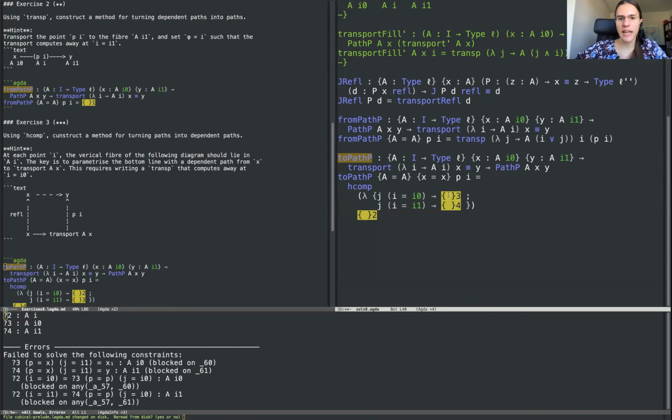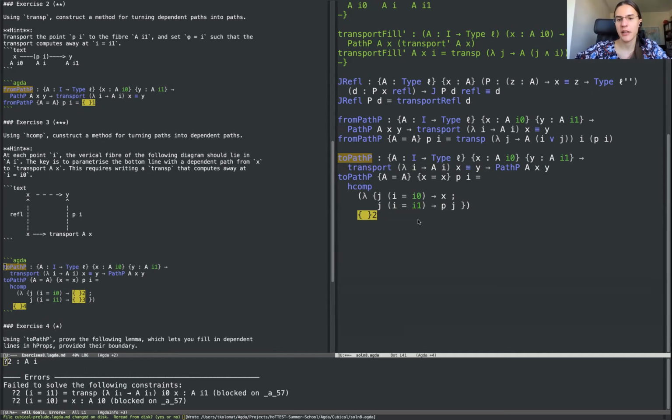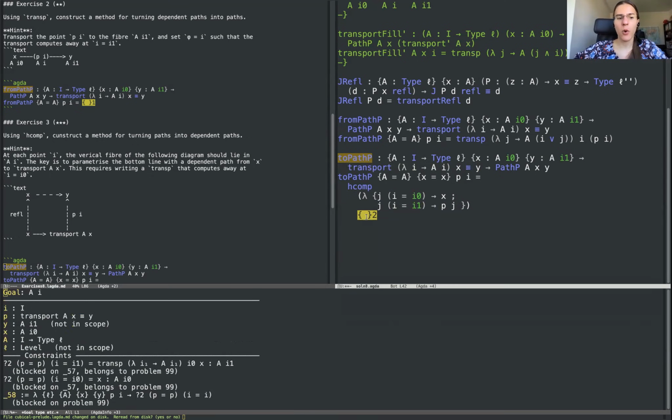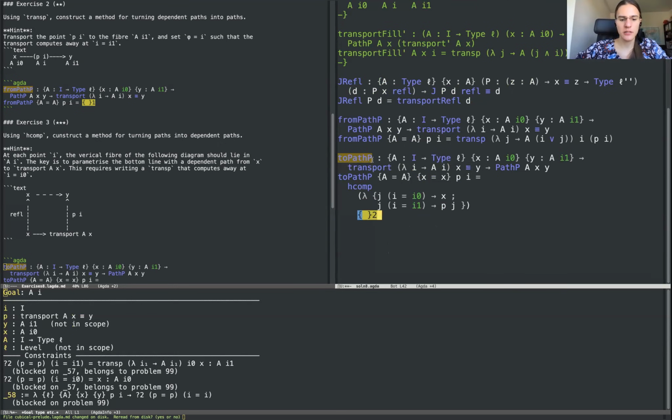So when I is I naught, I just want the constant path. So I'll just put X here. When I is I1, I want a path in the fiber at A of I, which is going to be this path here. That's the action happening in the fiber A of I naught, sorry, A of I naught. So I'm going to put P of J. J is this interval parameter here. I is a definition of the I1 in this expression. And at the bottom, I want to do a transport fill operation. So we covered it here, and it's in the notes as well.